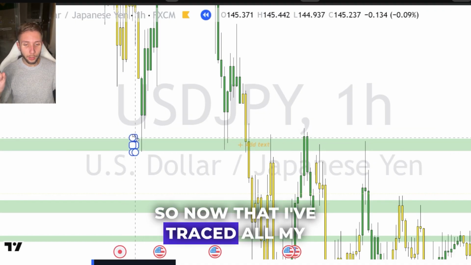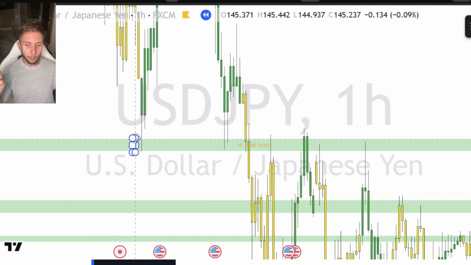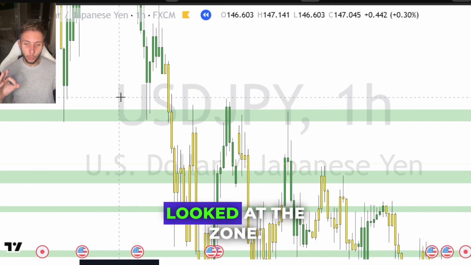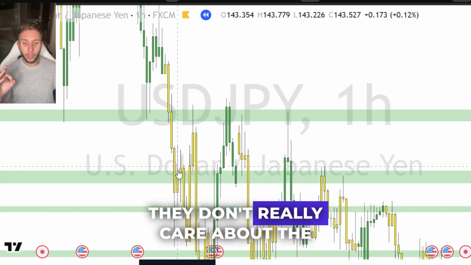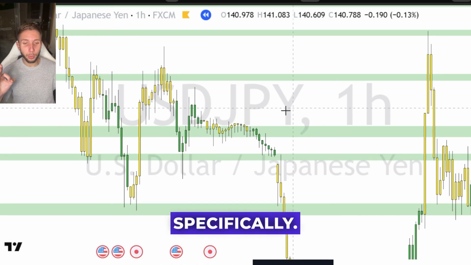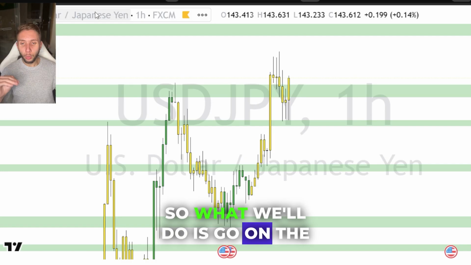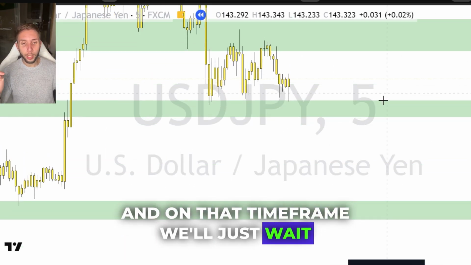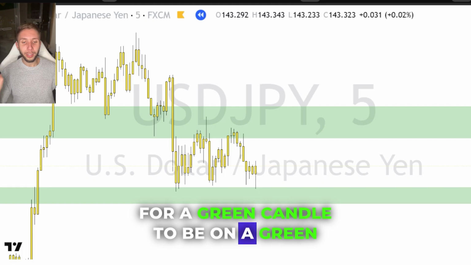So now that I've traced all my zones, I've got 1, 2, 3, 4 times that the green candles specifically looked at these zones. So look at the yellow candles. They don't really care about these zones, because the zones were created by the green candles specifically. So what we'll do is go on the lower time frame, say the 5 minutes, and on that time frame, we'll just wait for a green candle to be on a green zone.